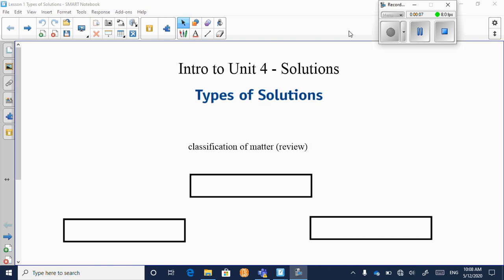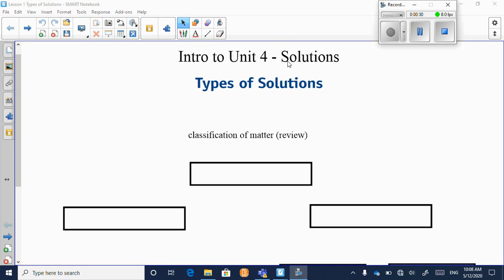And Unit 4 is called Solutions. And really, this is one category of matter that we've mentioned in the past. And we're going to focus in on this, where the idea is that a solute is being dissolved in a solvent to create this solution. But let's start by taking a step back.